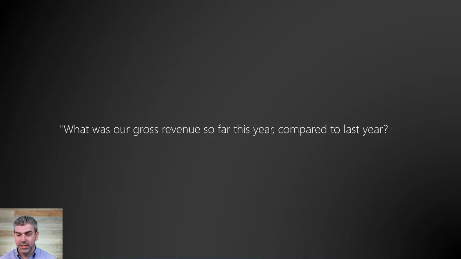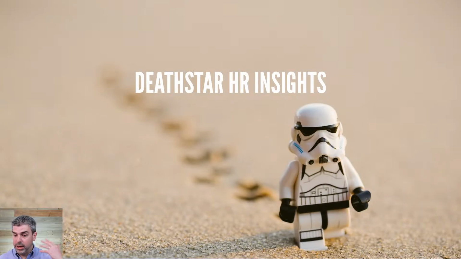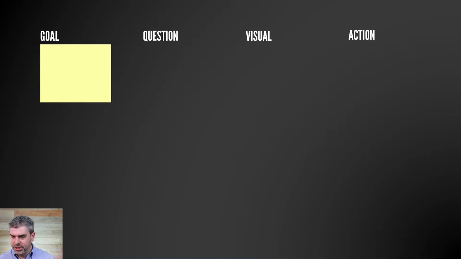We're going to firstly look at an approach that I use time and again, which is using sticky notes. And we're going to look at it in the context of the Death Star. So, Death Star HR Insights. Let's start here. Imagine these are your sticky notes. You can do this on a whiteboard, and you have these four columns. Remember those steps that we talked about? You have a goal, a question, a visual, and an action. You can have multiple sticky notes for any one of these. It can be one-to-many or many-to-many relationships.